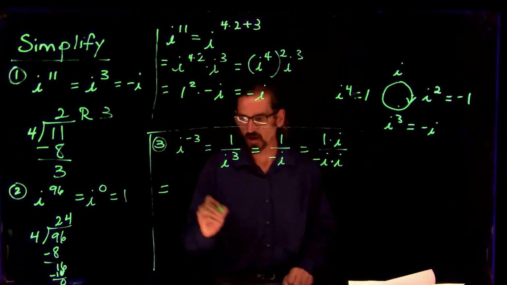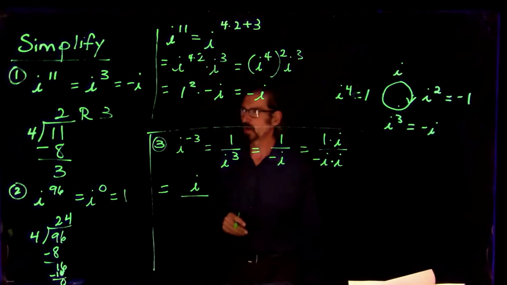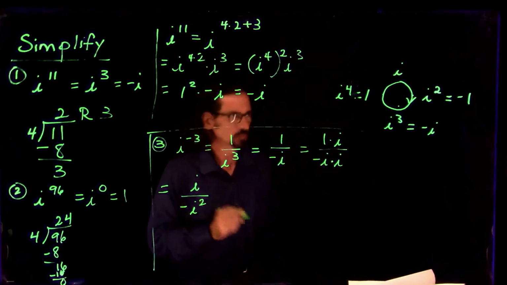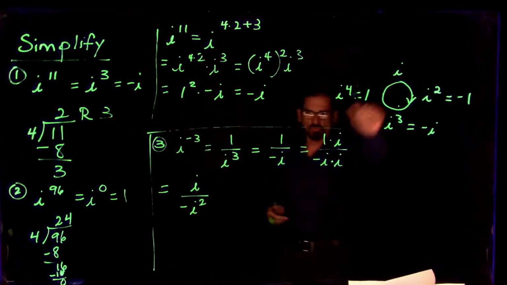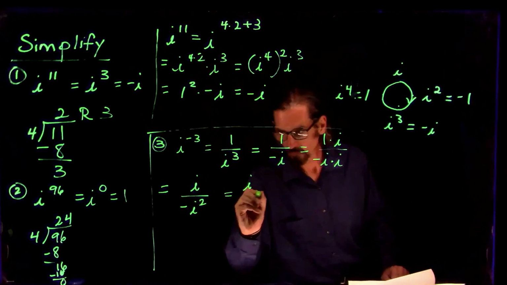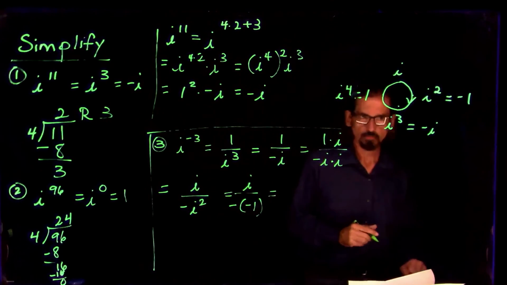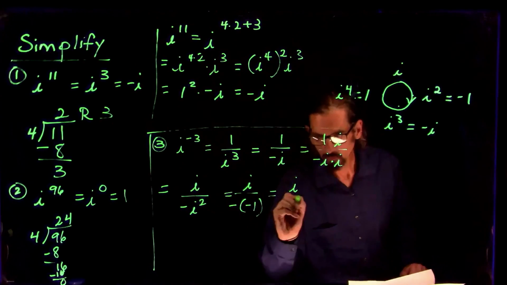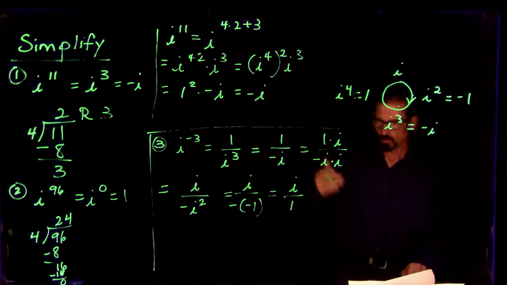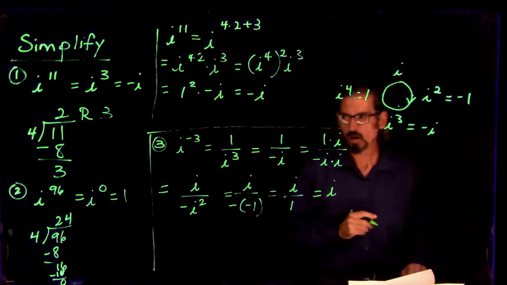The numerator, 1 times i, is i. Denominator, negative i times i is negative i squared. i squared is negative 1. We've got negative i squared, and the negative of negative 1 is 1. Dividing something by 1 gives you that something that we were dividing into. So, just i.